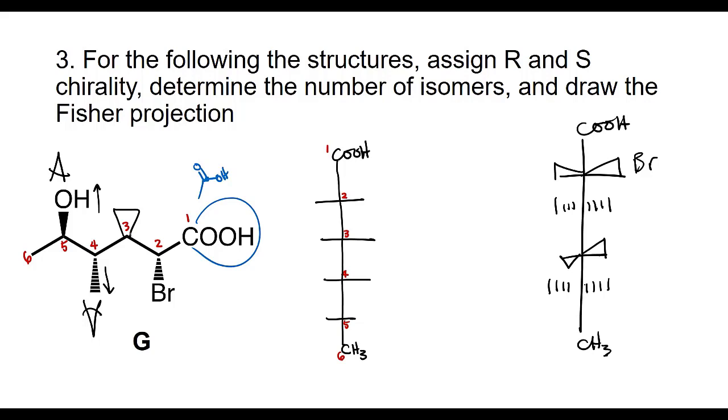This was originally designed to do sugars, and sugars are real long chains. So this is how we do it.